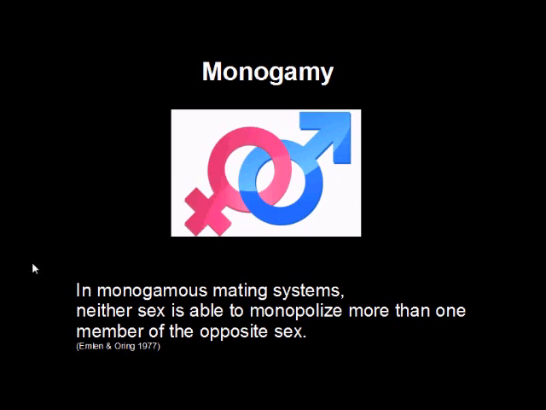So there's different types of mating systems. And we are probably most familiar with monogamy. In a monogamous mating system, you've got one male, one female, generally, and neither sex is able to monopolize more than one member of the opposite sex. So the stable situation is that each sex gets one of the other sex.